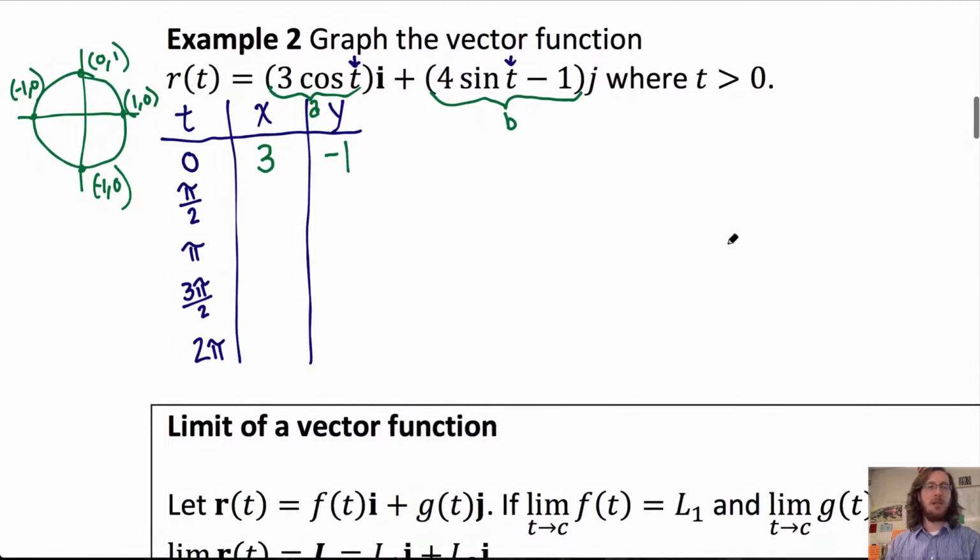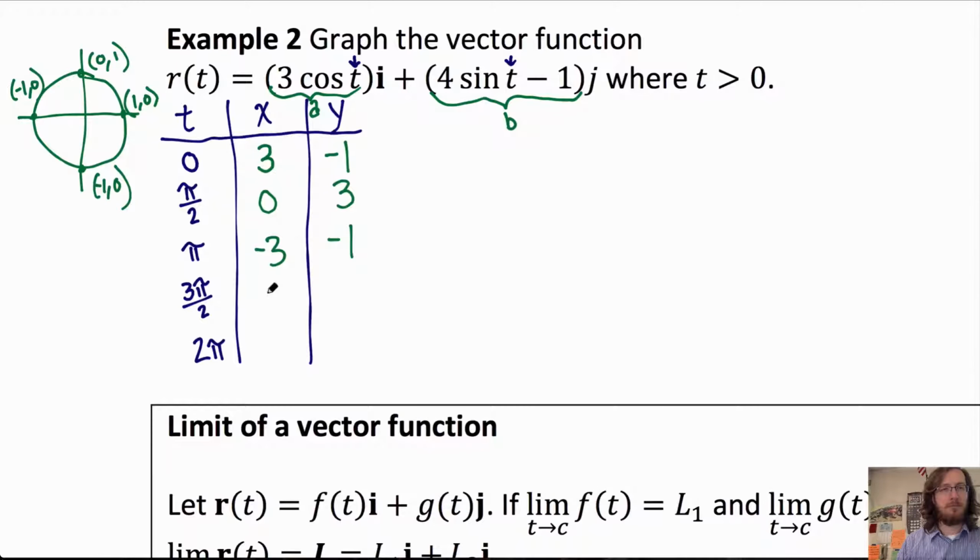Going back to our table, let's fill in the rest of our table, and then we'll plot these points. Plugging in pi over 2, cosine of pi over 2 is 0, 3 times 0 is 0. Sine of pi over 2 is 1, times 4 is 4, take away 1 is 3. Cosine of pi is negative 1, times 3 is negative 3. Sine of pi is 0, times 4 is 0, minus 1. Cosine of 3 pi over 2 is negative 1. Negative 1 times 3.